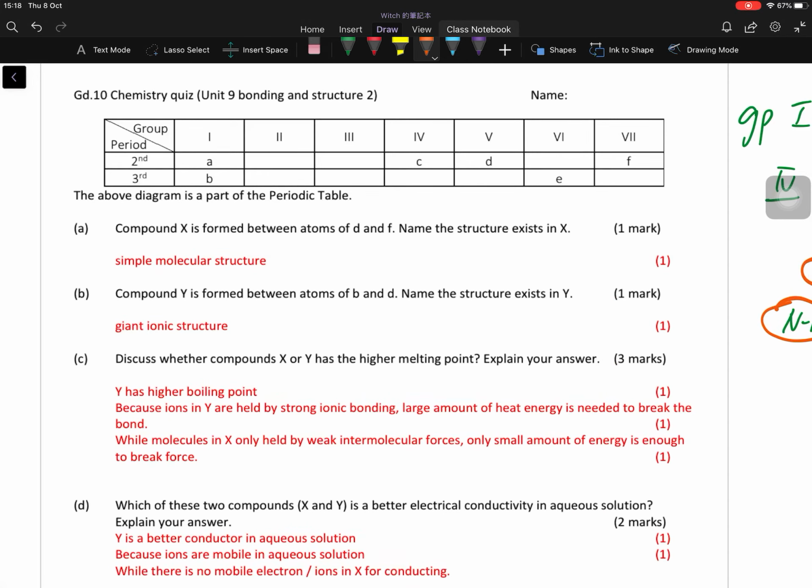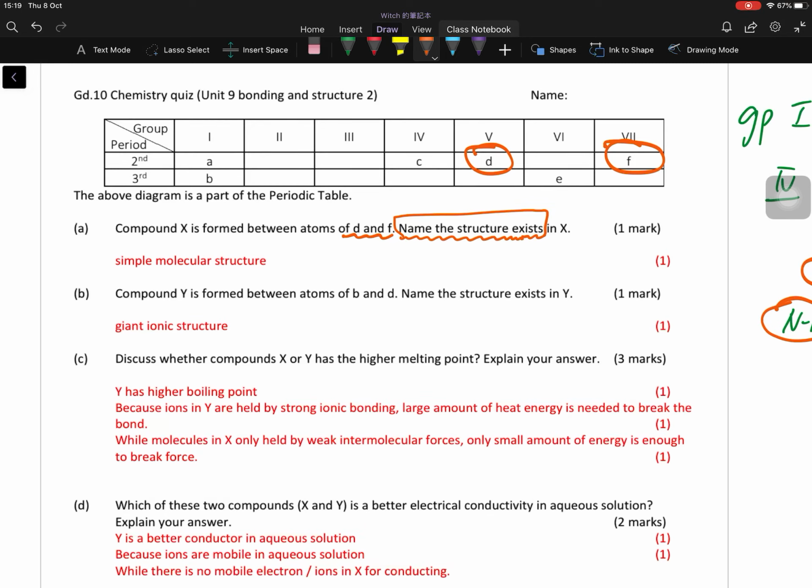First, it mentioned that compound X is between D and F. If you check the group number, they belong to groups 5 and 7. So according to what we have learned, a covalent bond forms. But the problem is you are going to name the structure that exists. So be careful: name the structure, not the compound. For covalent bonding, we have two choices, either giant covalent structure or simple molecular structure.